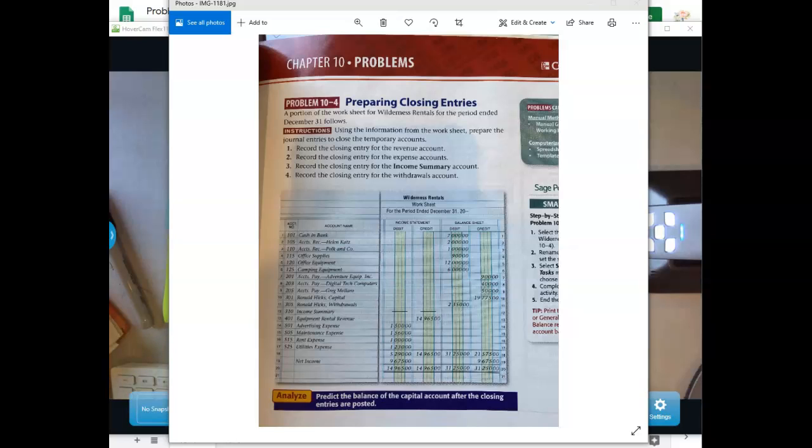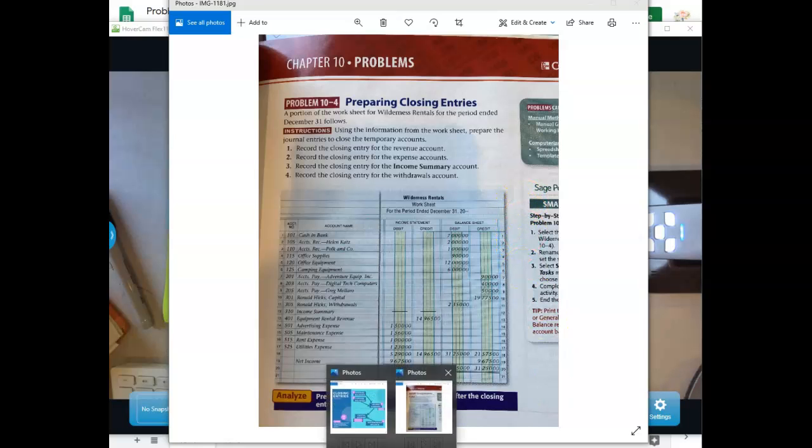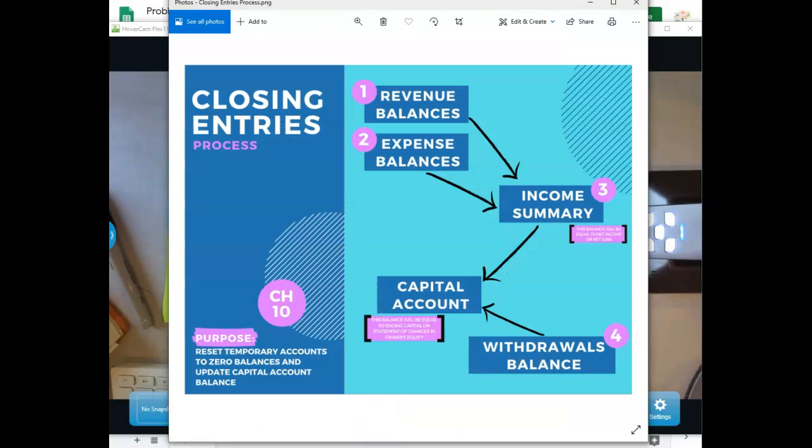Today I'm going to go over problem 10-4 with you. I have a picture of the instructions from the textbook because we will need this worksheet to help us find our numbers that we need. I also have a picture of the closing entry process, so hopefully you watched the video that I posted previously that goes through temporary versus permanent accounts and then the actual closing process.